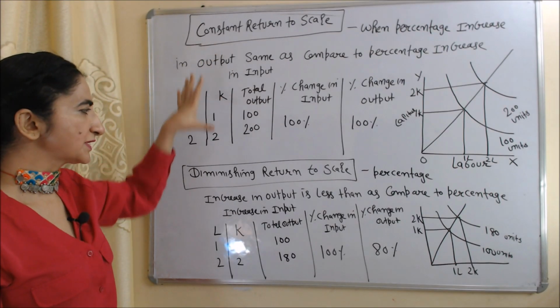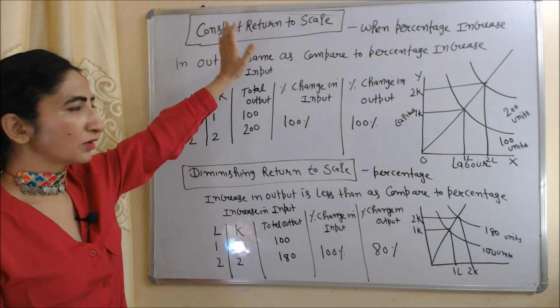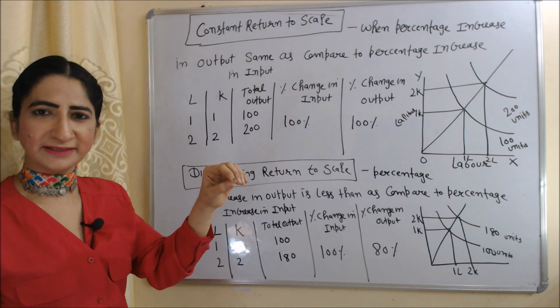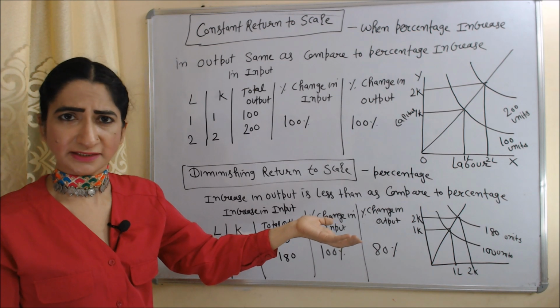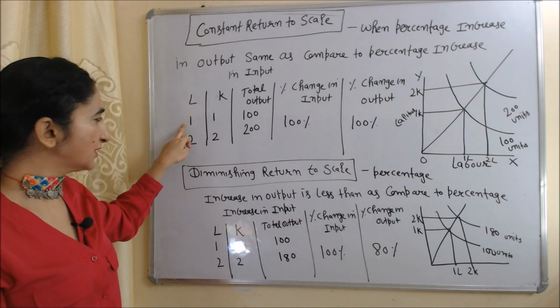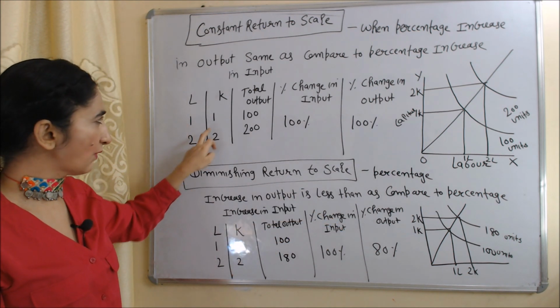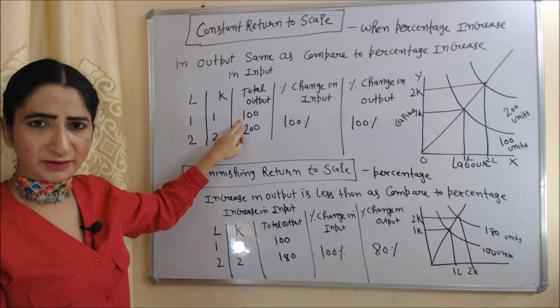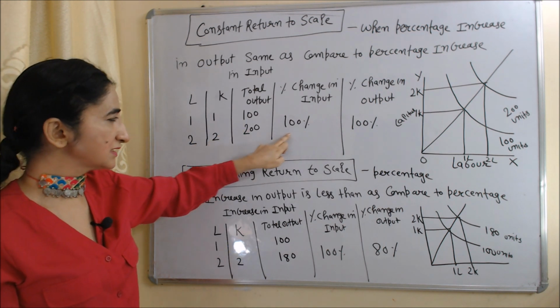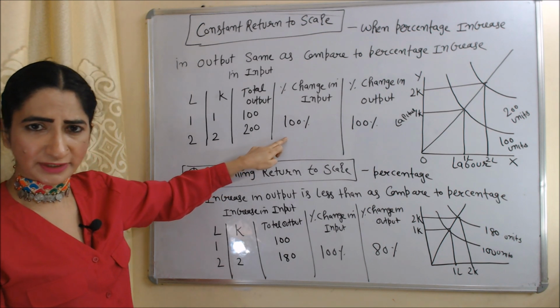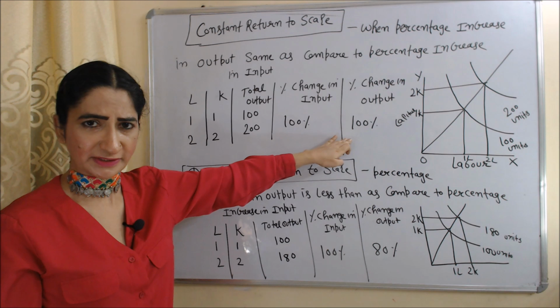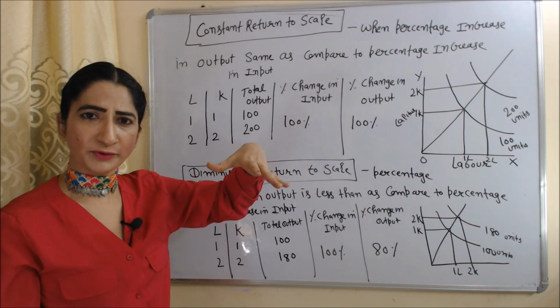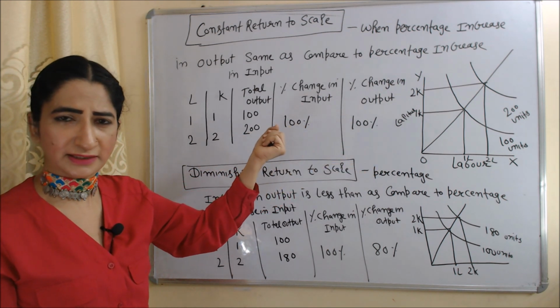Now we will see constant and diminishing return to scale. Constant return to scale means the percentage increase in output is the same as compared to the percentage increase in input. Here you can see when we increase our labor and capital from 1 to 2, our output increases from 100 to 200. So the percentage increase in input is 100% and the percentage increase in output is also 100%. So the percentage increase in output is the same as compared to the percentage increase in input.